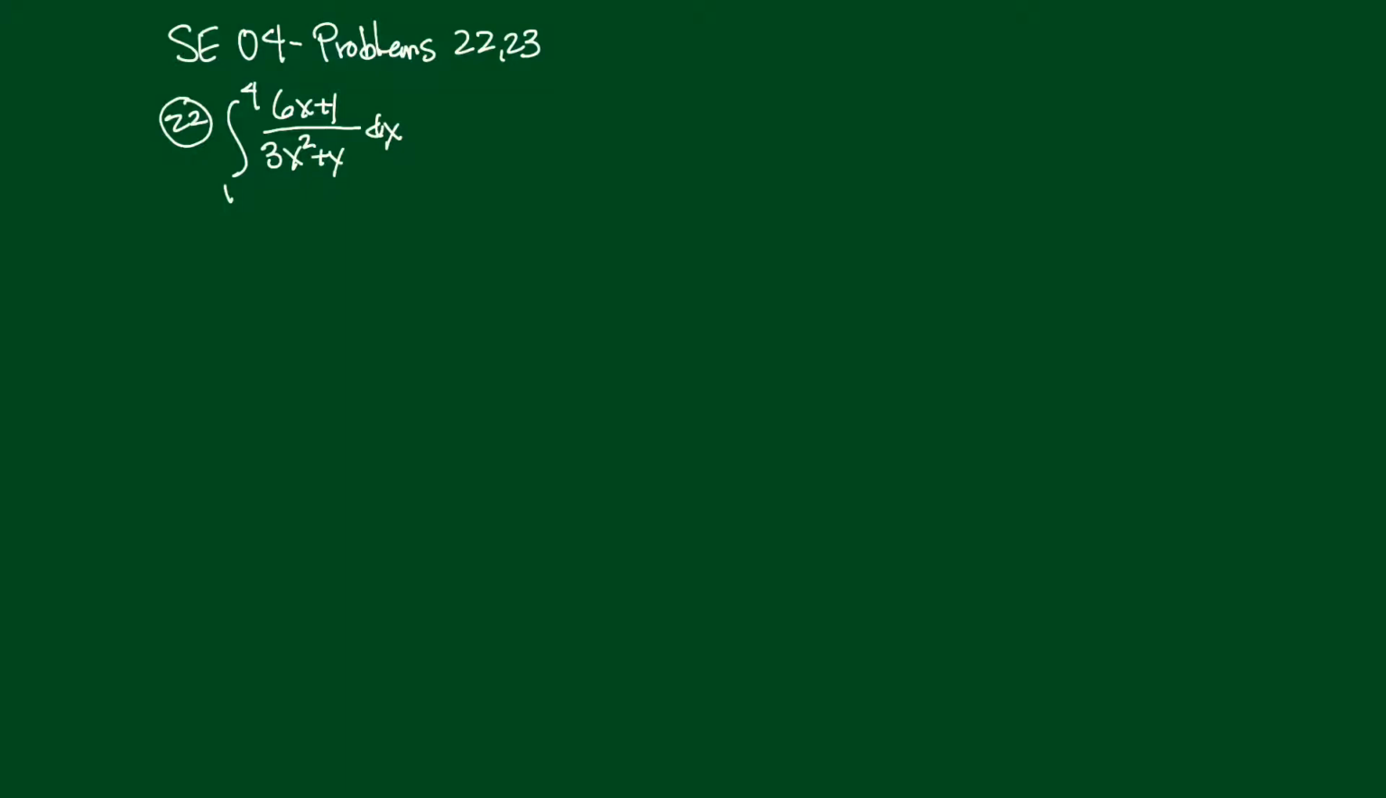Look at this number 22. We're going to evaluate this integral right here, that expression from 1 to 4. Now, it's a quotient, so what I'm thinking here is I'm going to let u equal the denominator. It's going to be a u substitution. So we're going to let u equal 3x squared plus x, and I'll circle it here.